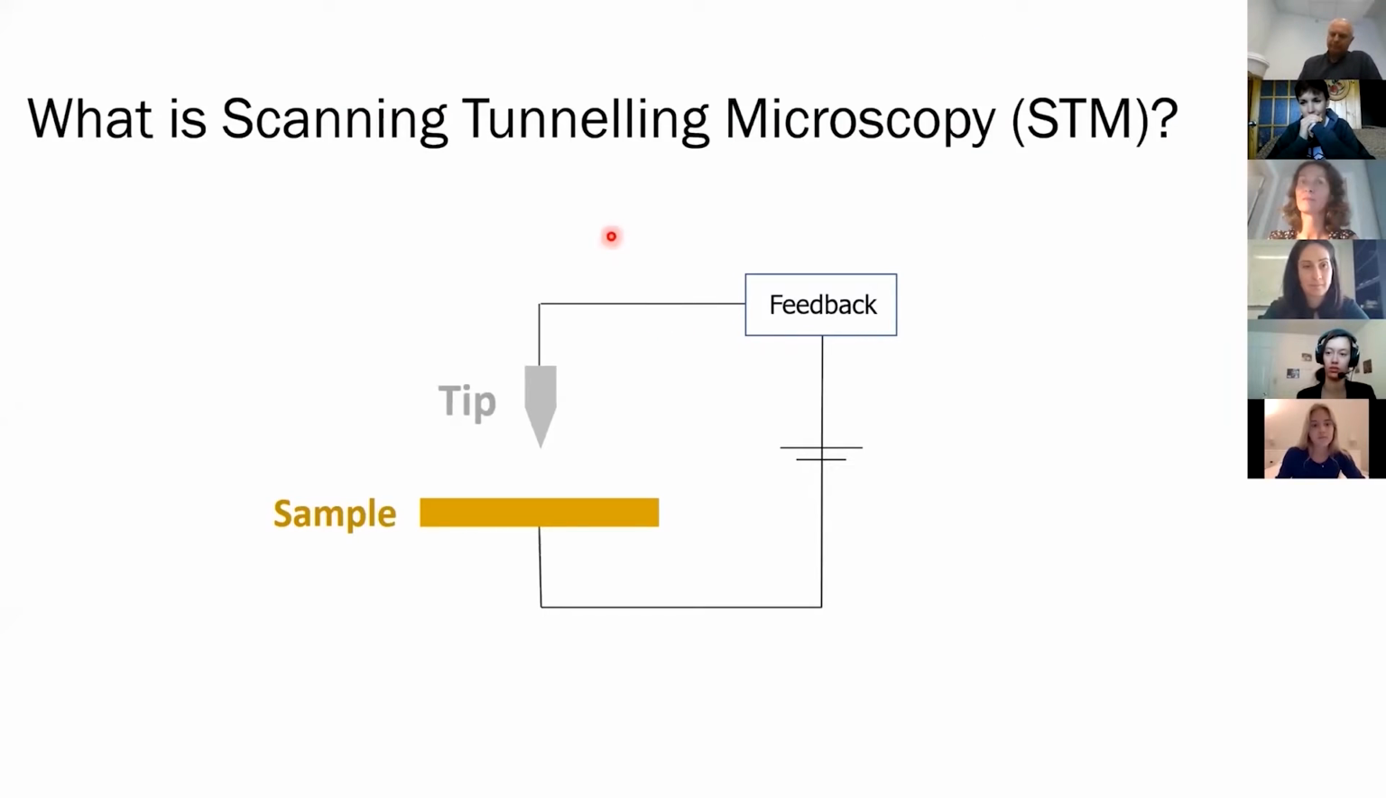So first of all, what is STM, or scanning tunneling microscopy? It's essentially a non-optical imaging technique where you can achieve subatomic resolution on materials that you want to image. The way that it does this is instead of using light, you use a very small tunneling current between a very sharp tip and the sample that you want to image.